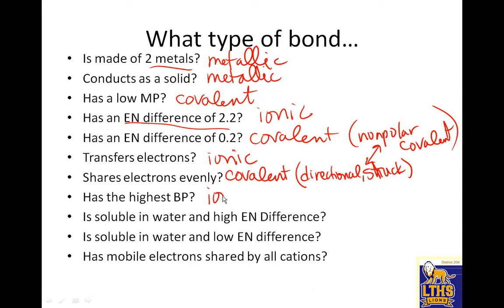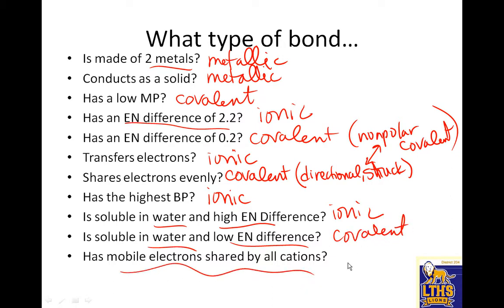Has the highest boiling points: usually ionic, but it varies. Soluble in water: that is ionic and some covalent, but the high electronegativity difference narrows it down to ionic. Soluble in water and a low electronegativity difference would be covalent. And finally, mobile electrons shared by all cations. There are no anions involved, so it's metallic.